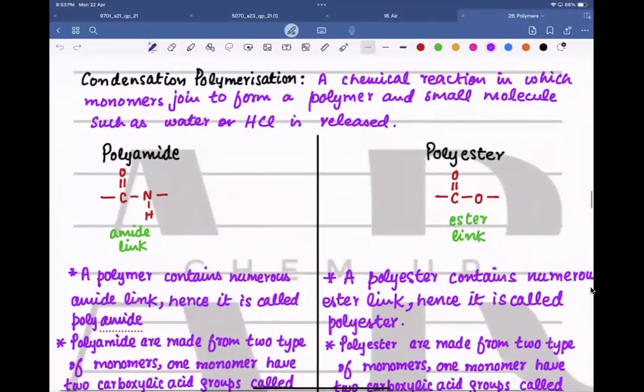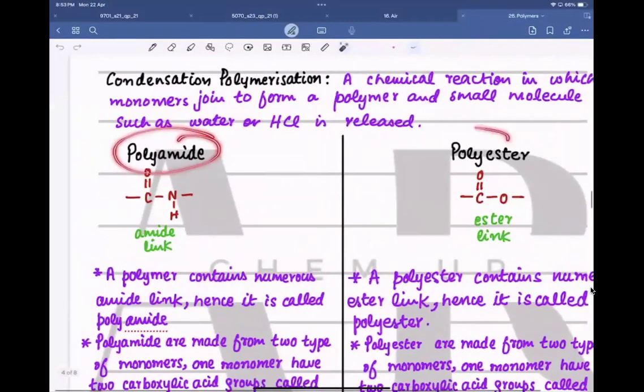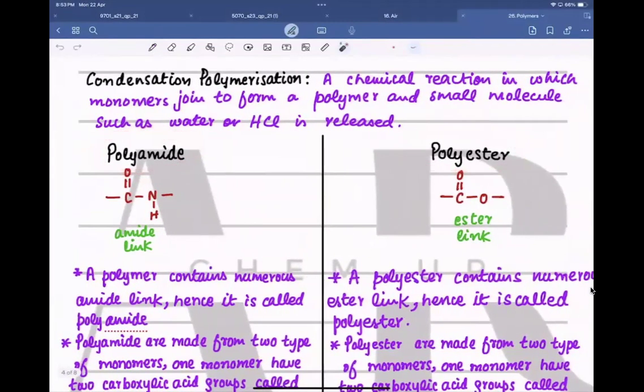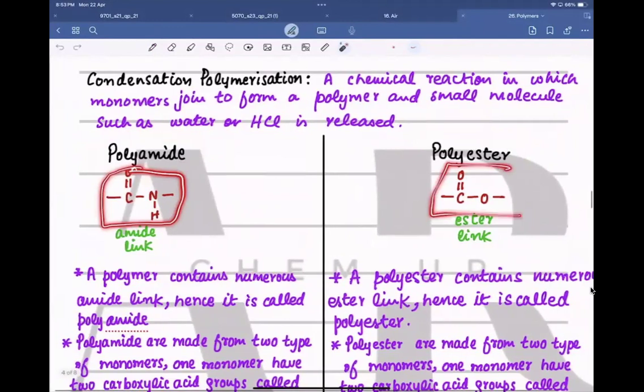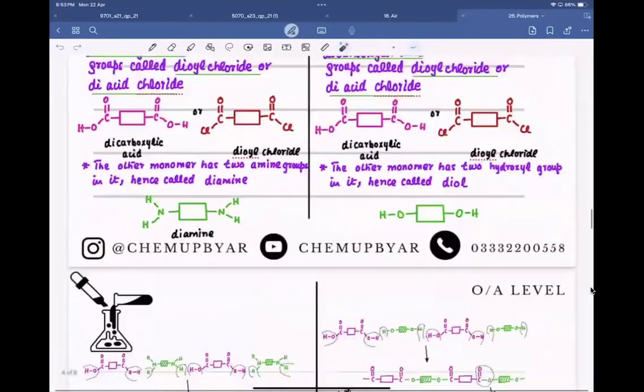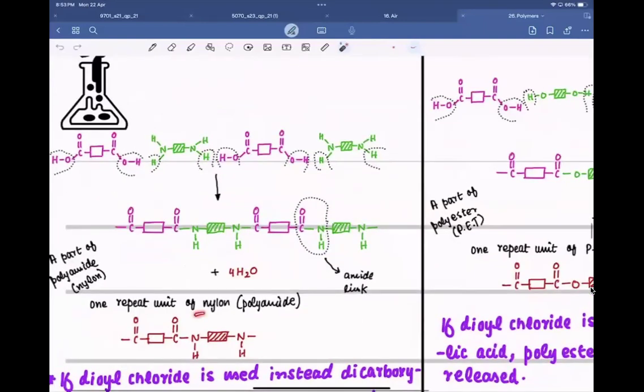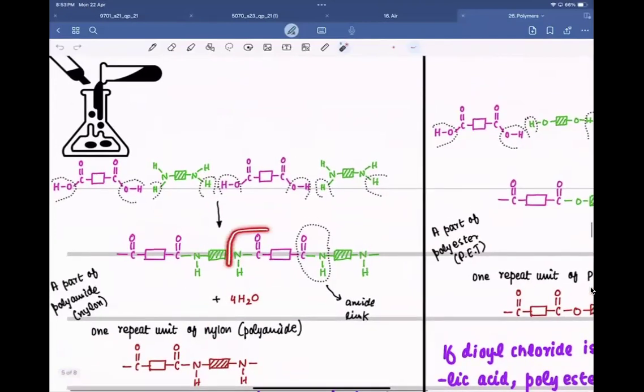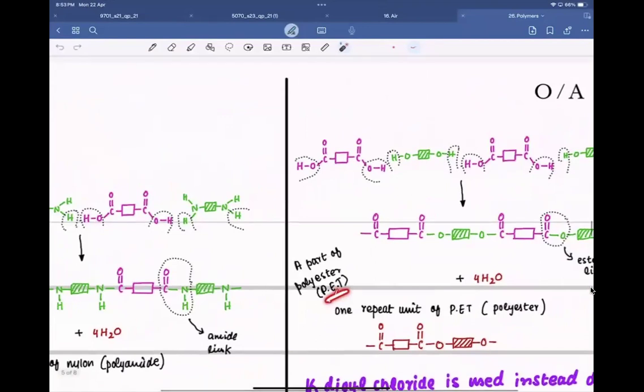Condensation polymers are of two types, polyamide and polyester. If it's a polyamide, then it has an amide link. And if it's a polyester, then it has this link. Is this understandable? The example of polyamide is nylon. So I have mentioned nylon, and that's why I show this linkage. If I have written PET, then I'm going to show this link. Is this clear?